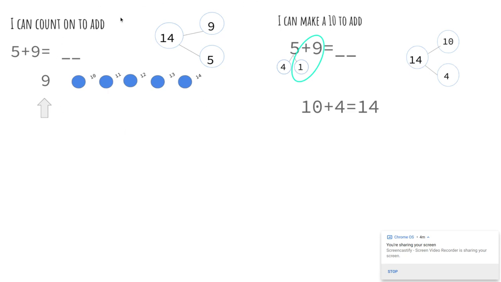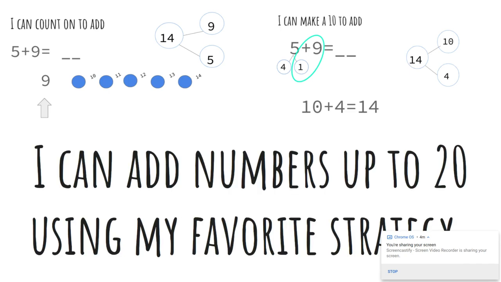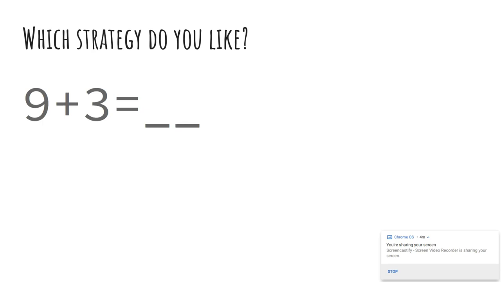So maybe you like to count on, and that's great. And maybe you think it's easier to make a 10 and add on. They both work. So today, you get to choose whatever strategy you want, and you're going to try to do it in your head. But if you need to use your whiteboard, that's okay. So we're going to practice a few other numbers. Are you ready? You can choose whatever strategy you like. So 9 plus 3. Do you want to count on or do you want to make a 10? Go ahead now.